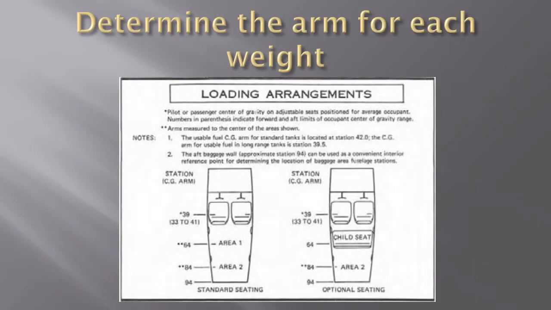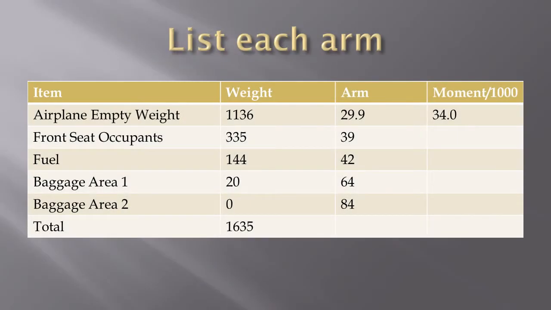In the Pilot Operating Handbook, we find the section in the Weight and Balance chapter that shows the loading arrangements. The CG arm is also referred to as a station. Note 1 tells us that the arm for the fuel is station 42. The front seats are station 39, and baggage area 1 is at station 64. List each arm or station next to its corresponding weight.